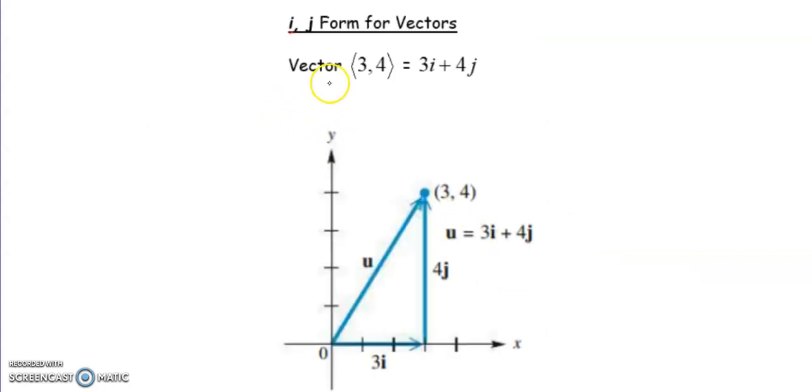So if I gave you in component form 3, 4 for this vector, another way of writing this would be 3i, because we're moving 3 to the right, and then we are going 4 up. We are giving you 2 different vectors. I'm going to give you a horizontal vector and then a vertical vector. And then the vector we're really talking about is u. It is the sum of those 2 vectors.